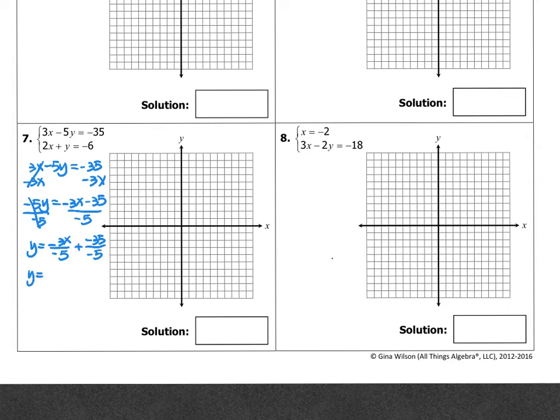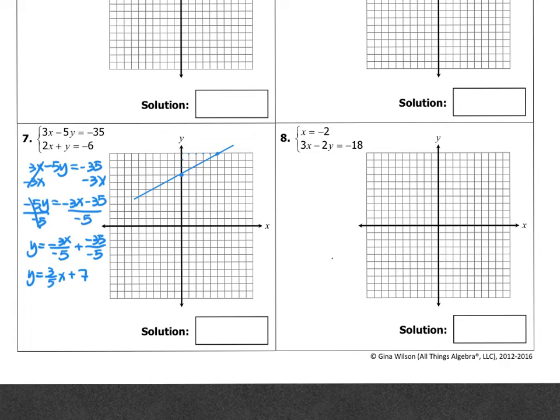If I simplify this, double negative gives me a positive, double negative gives me a positive. So I have 7 here as my b. And then I rise by 3. 1, 2, 3. I run by 5. 1, 2, 3, 4, 5. And therefore, I have my line there. Okay.